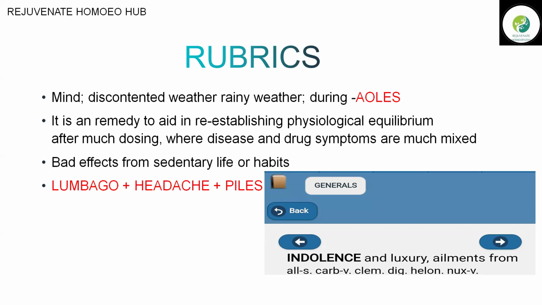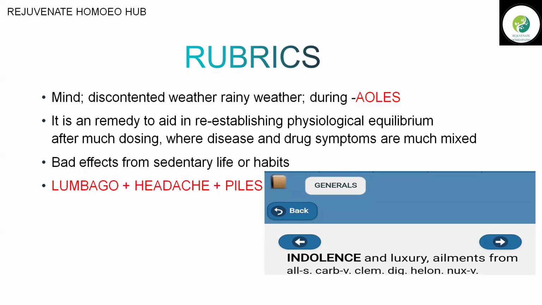What are the main indications of Aloes to prescribe? And what cross references do you need to ask for an Aloes patient, and how to confirm? It is a remedy to aid in re-establishing physiological equilibrium after much dosing, where disease and drug symptoms are much mixed. We normally think of Nux vomica, or camphor, to antidote much overdosing of allopathic medicines.